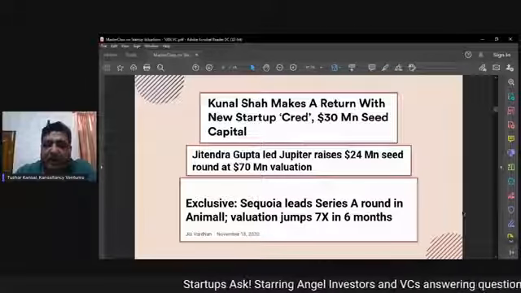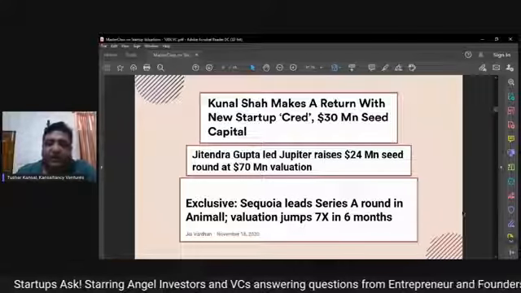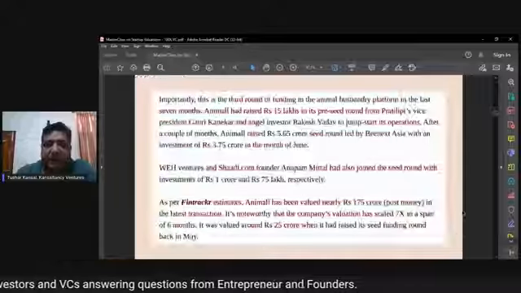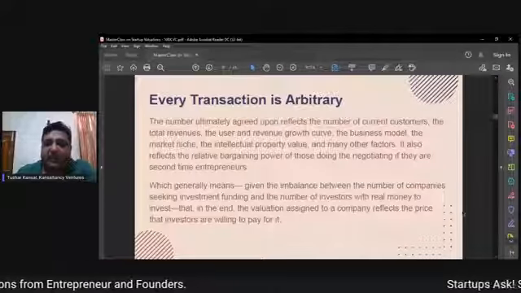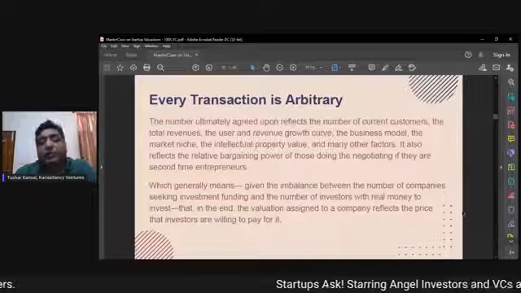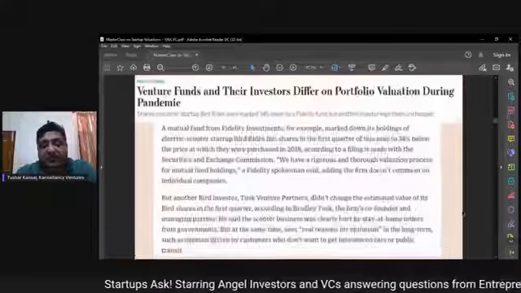Sequoia led Series A round in Animal, and valuation jumps 7 times in 6 months. Now, every transaction is arbitrary because it depends on who you are talking to, whose point of view you are listening to.